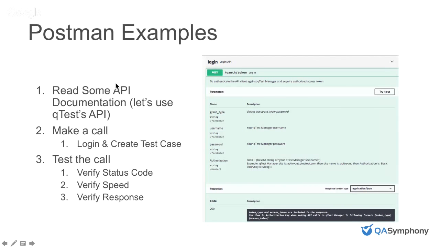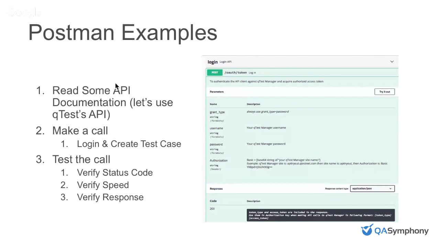So I'm going to go through a couple of examples. I mentioned we're going to use the QTest Manager's API, so I'll show you that. We'll make two calls, one to log in, since that's the first call we're always going to make. And the second, we'll create a test case. As I mentioned, in QTest Manager a test case is extremely important.